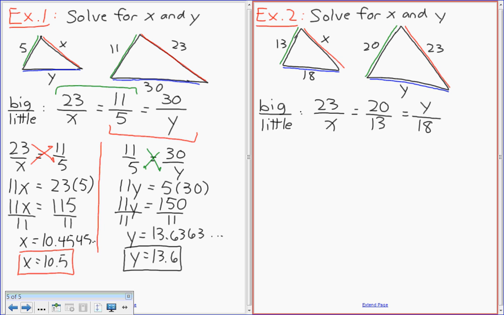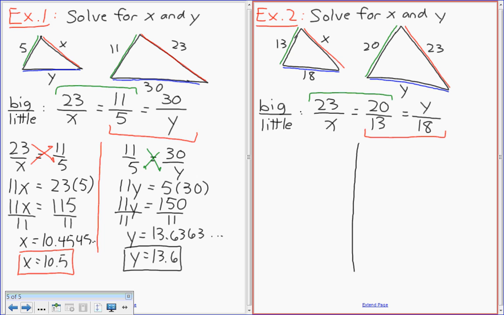Okay, good. Then what we're going to do is the same thing we did before. I'm going to use these 2. You have to use the 20 and the 13 because those are the 2 numbers that are both integers. And I'm going to split this right down the middle, sort of like this.